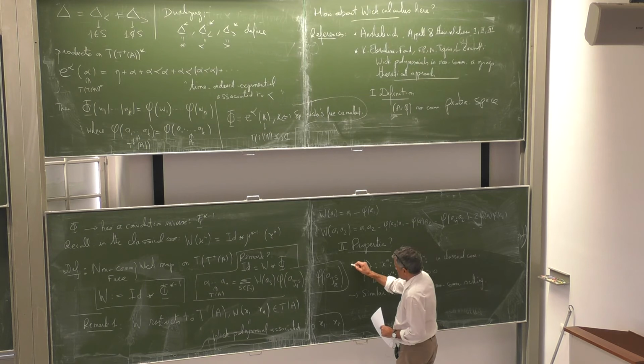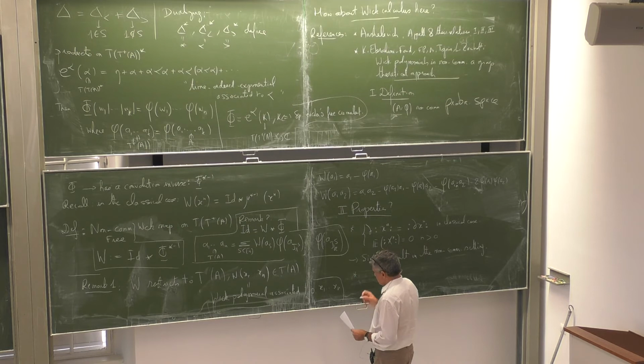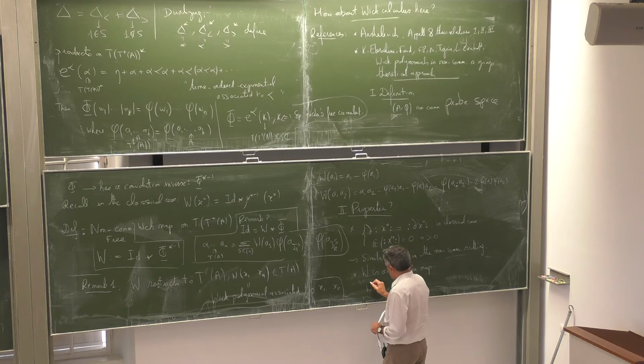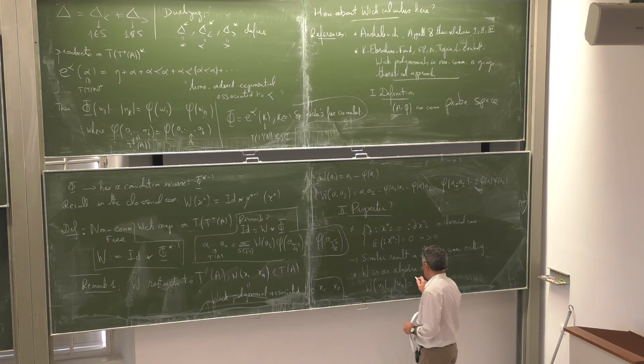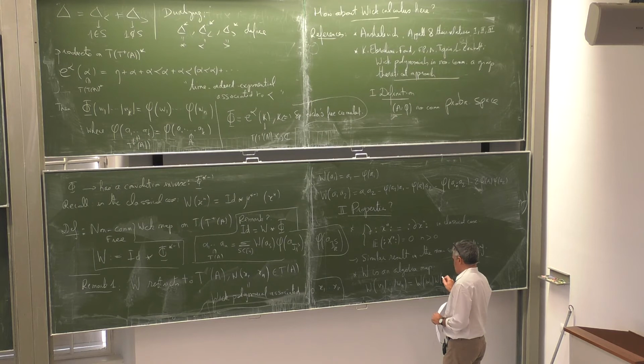Then another property of W, which is a characteristic of the non-commutative situation, is that W is an algebra map. In the sense that if you compute W on a product in the double tensor algebra, it's going to be equal to the product of W of the various elements of which you take the products in the double tensor algebra.